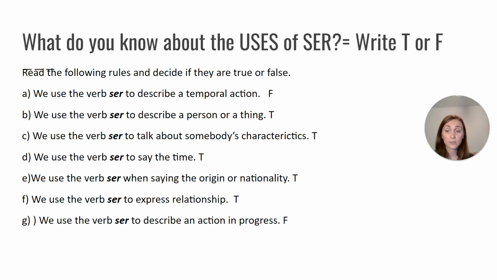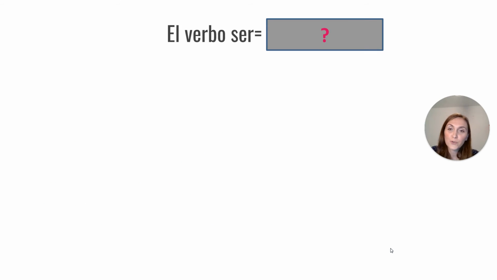So, the only ones that were false are: we don't use the verb ser to describe a temporal action, and we do not use the verb ser to describe an action in progress. Yes? All the other uses are true. Now, I will simplify it for you, and I will show you a list, right?